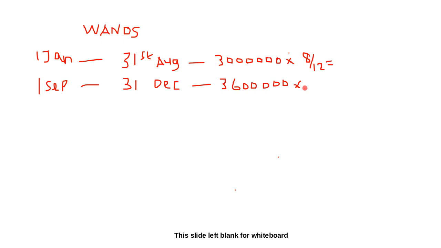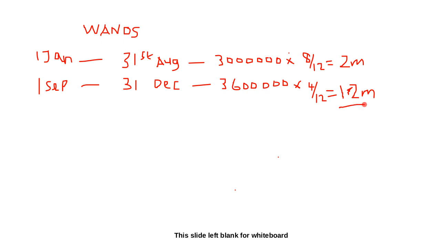Then times now 4 over 12. So again, we work out that. 3 million times 8 out of 12. Okay, Kimani Gishui, the first one should be 2 million. 2M shares. Bet Lagat, Rosemary, the same. Now the other one, 3,600,000 times 4 out of 12. That is 1.2 million. Okay, let me just write it at that. 1.2 million. Bet Lagat, Kimani Gishui, that's okay.